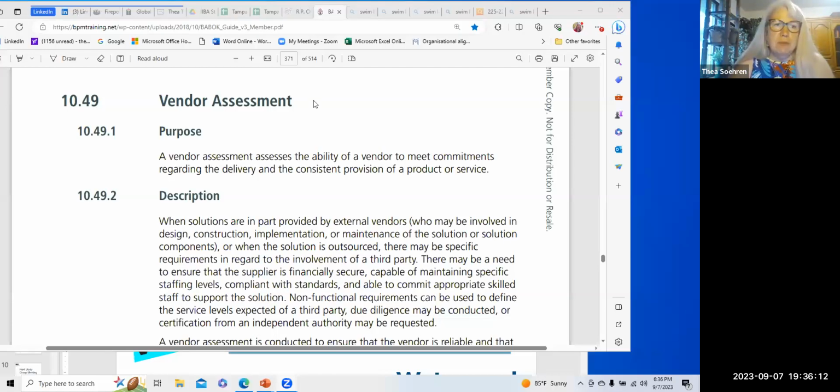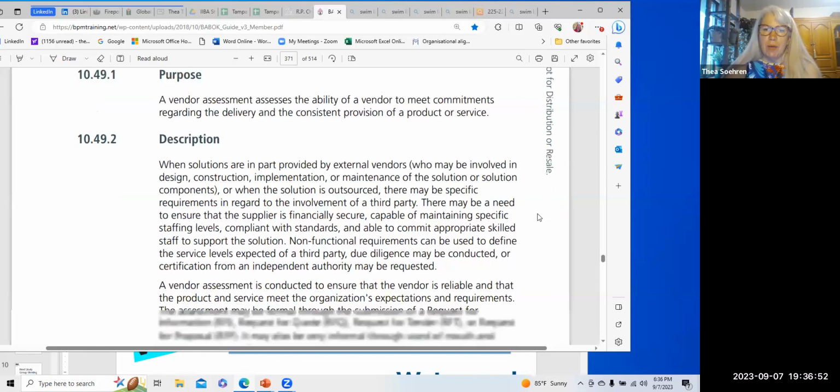Okay, vendor assessment, technique 49 of 50. The purpose is assessing the ability of the vendor to meet commitments regarding the delivery and the consistent provision of a product or service. Very infrequently do business analysts actually work with vendor assessment, but occasionally you do. Your input is important because there are some things about vendor assessment that the typical person wouldn't think about. So it's important for you to be aware of these aspects.